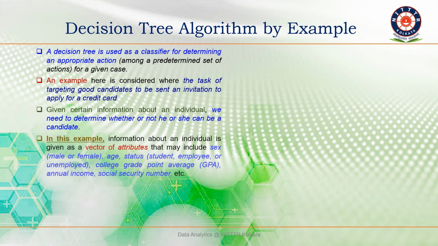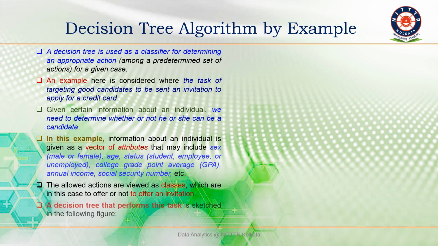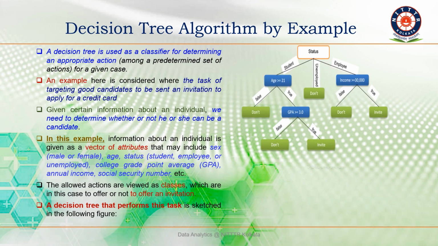In this example, information about an individual is given as a vector of attributes that may include sex, age, status like student, employee or unemployed, college grade point average (GPA), annual income, social security number, etc. The allowed actions are viewed as classes, which in this case are to offer or not to offer an invitation. The decision tree that performs this task is sketched in the following diagram.